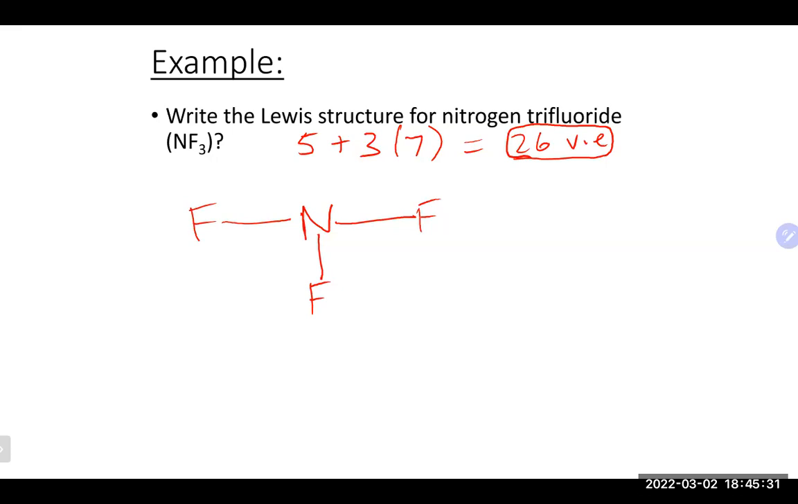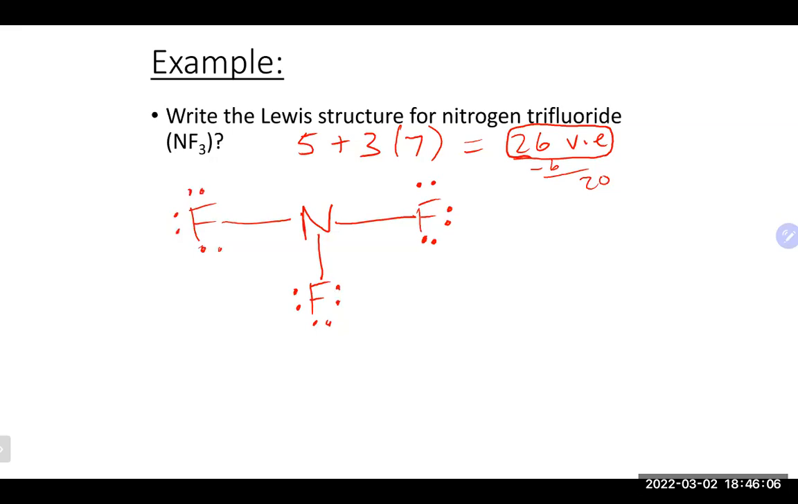Each line represents 2, so that's 2, 4, and 6 electrons. We want to subtract that off from our total there. We have 20 more electrons that we need to put on the picture here. Those are going to go on the outside ones in pairs until it hits 8. So 2, 4, 6. That fluorine is now full. 8, 10, 12. That fluorine is now full. 14, 16, 18. That fluorine is now full.